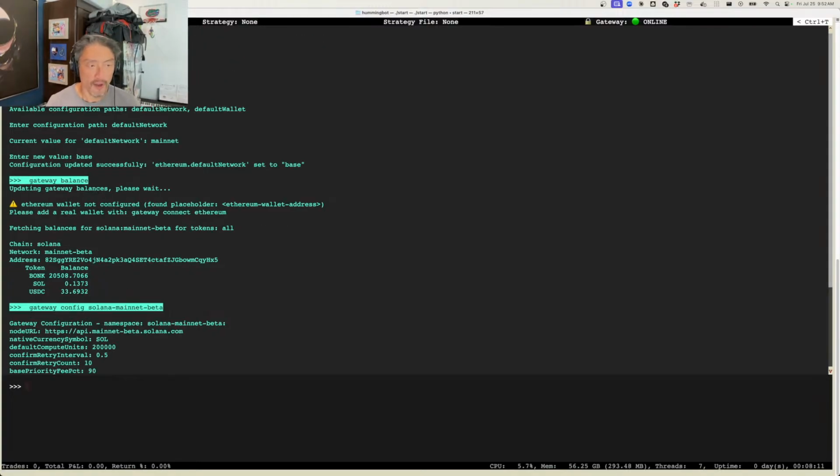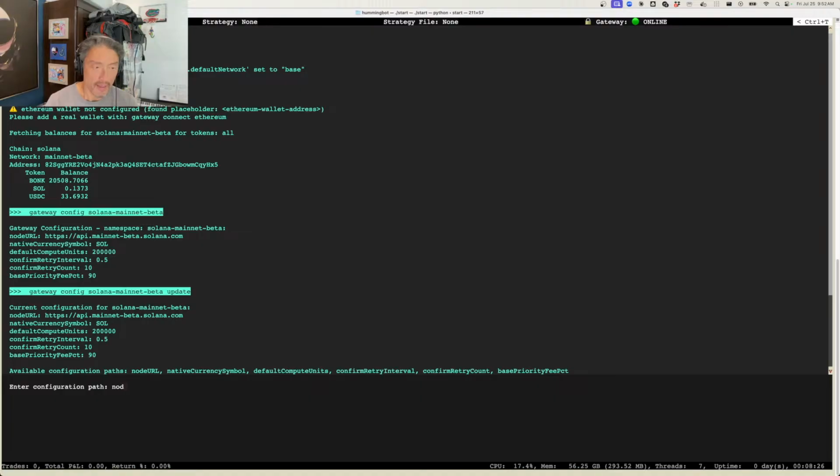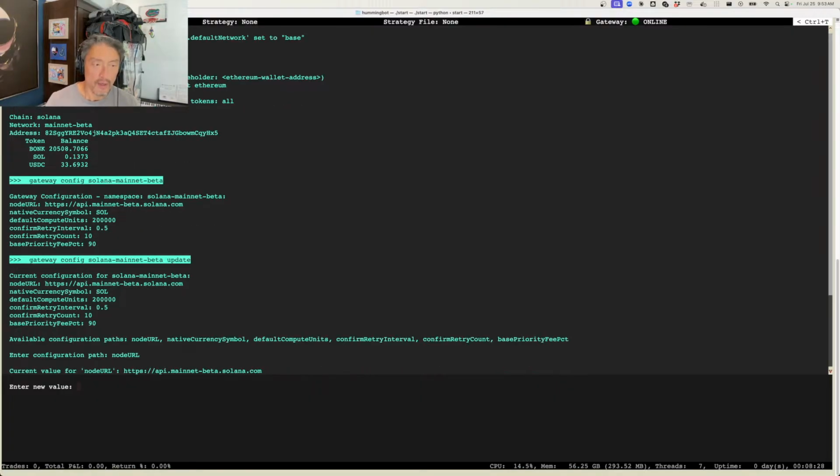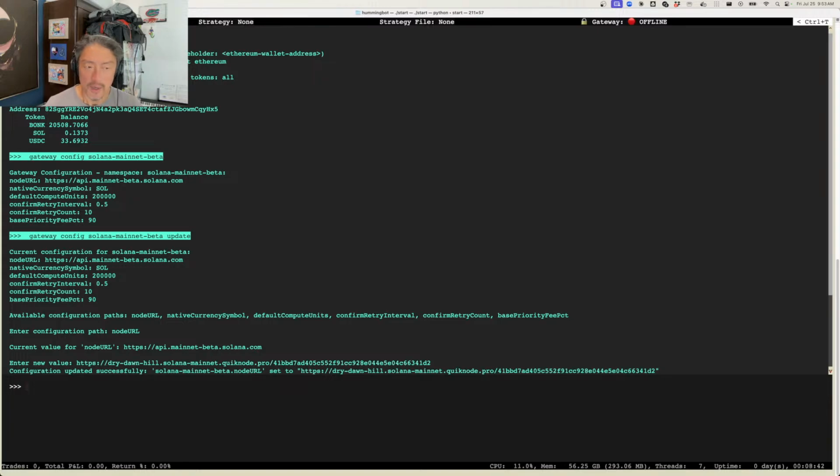So let's take a look at the configs. The configs we have for mainnet-beta are the node URL, the native currency symbol, and some other key settings that we can change. So let's go ahead and update that. The one that we care about is node URL, and so we're going to enter our private node that we have here for Solana. This will help make sure it goes a lot faster, and we can fetch balances and run bots smoothly without hitting rate limits.